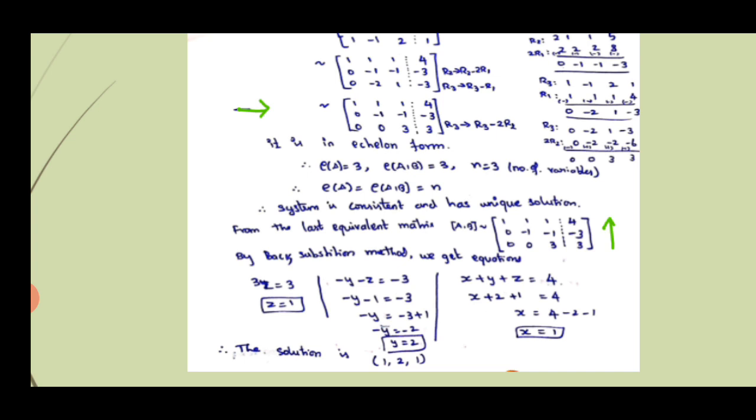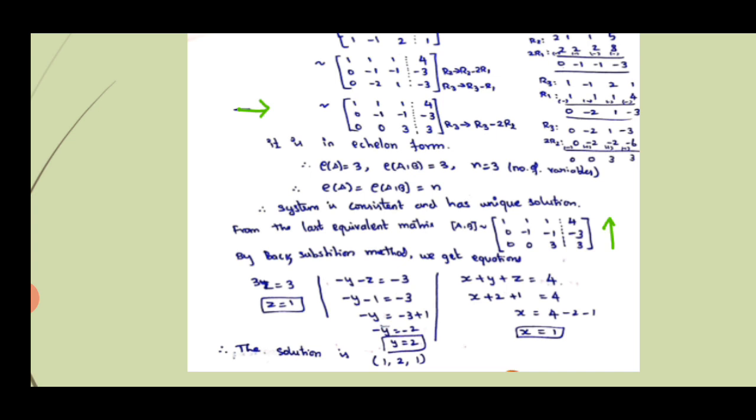So we can find the unique solution from the last equivalent matrix. Take the last equivalent matrix, the green color arrowed echelon form matrix, and write it again, and in that you perform the back substitution method. You know that this matrix should be converted to the equation form. So take the last row at first.